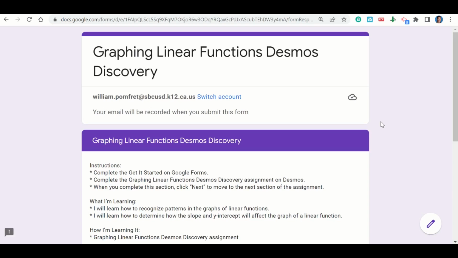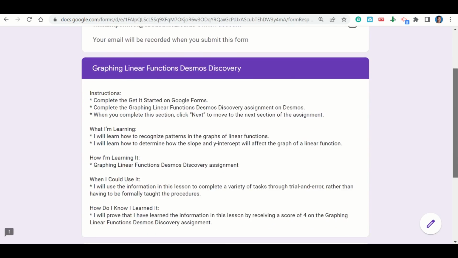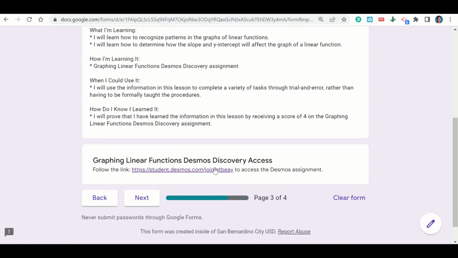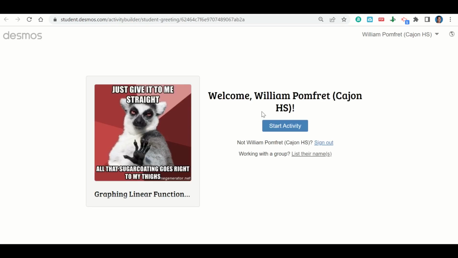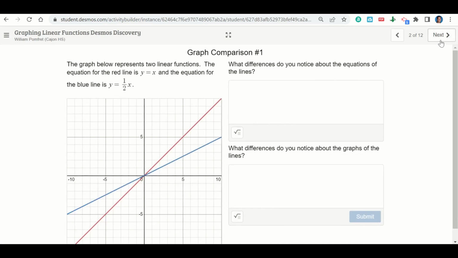Let's take a look now at the graphing linear functions Desmos discovery activity. It starts at the top with our learning goals and success criteria. If we scroll down, there's a link here that takes us to the Desmos assignment. If we click on that link, it should take us to a page that looks like this. We're going to go ahead and click Start the Activity. It begins with our learning goals and success criteria. We're going to go ahead and click Next.